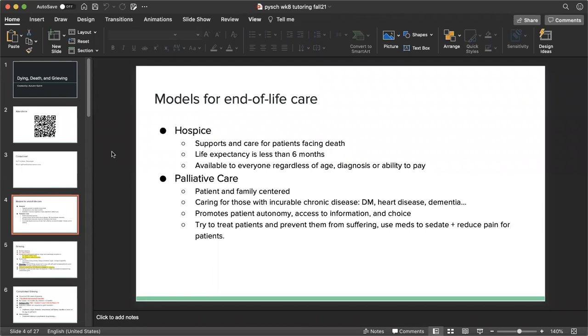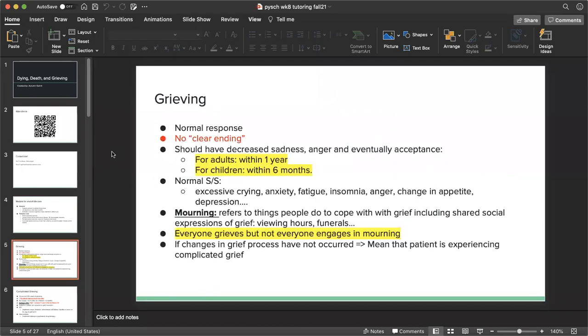just making it comfortable. So grieving is a normal response, and there's no clear ending to grieving. So when a person is grieving, they should have decreased sadness, anger, and eventually acceptance. So for adults, it's within about a year, and then for children, it's within 6 months. So some normal signs and symptoms of grieving are excessive crying, anxiety, fatigue, insomnia, anger, change in appetite, depression, things like that. So when you lose a loved one, those types of things that you start to feel and experience when you're in the grieving process.